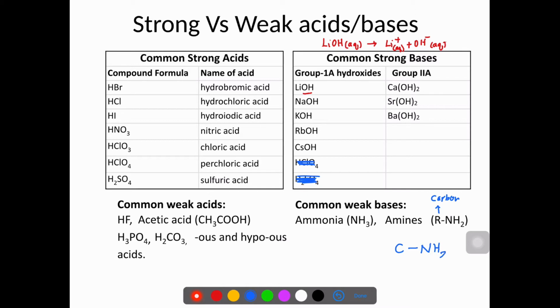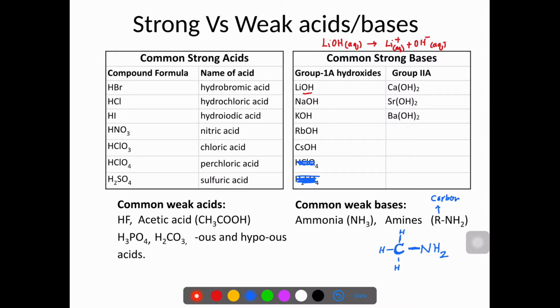One carbon, and remember carbon always makes 4 bonds. So one bond is already done, and the rest 3 bonds are with hydrogen. So you just fill in the hydrogens. This is called methylamine, and it's a weak base.